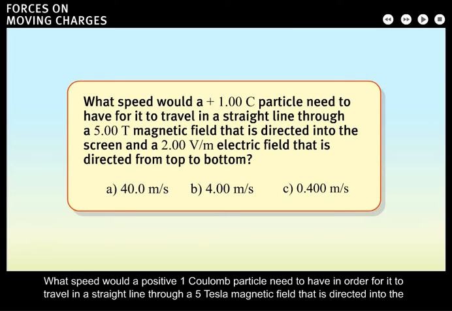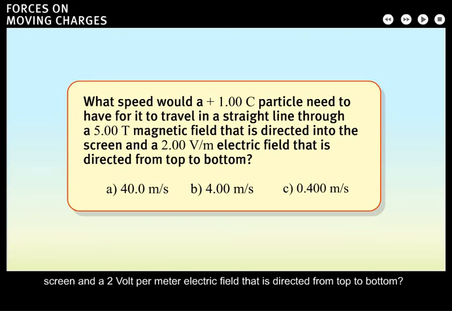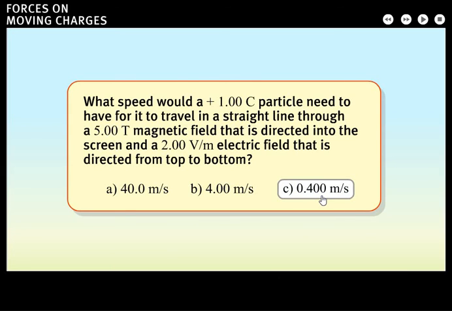What speed would a positive 1 Coulomb particle need to have in order for it to travel in a straight line through a 5 Tesla magnetic field that is directed into the screen and a 2 volt per meter electric field that is directed from top to bottom? Correct.